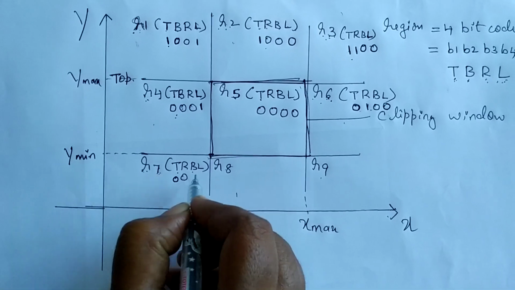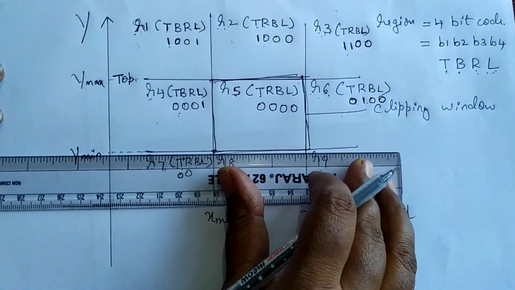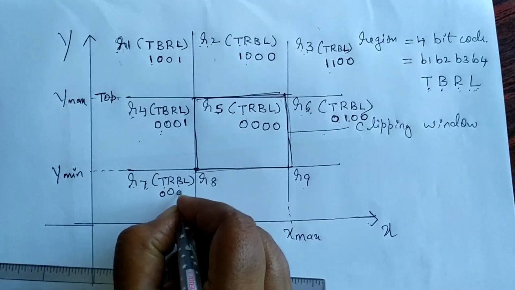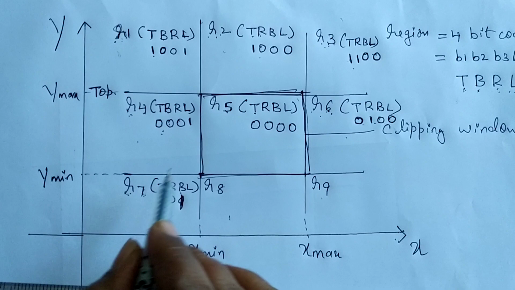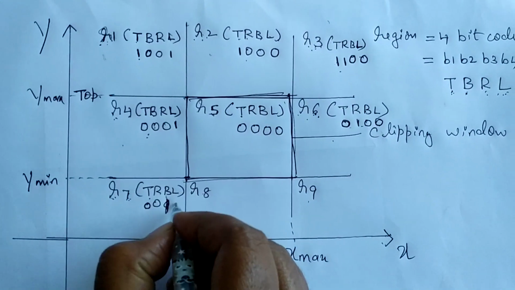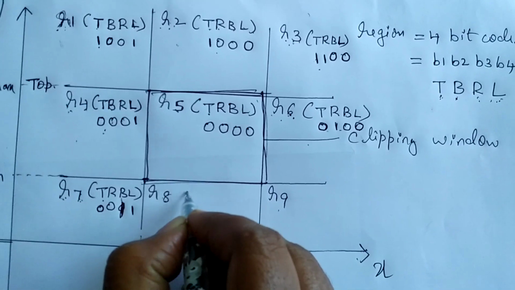Bottom: region 7 is located in the bottom of the window. Yes, it is. So what will we call this? 1. Is region 7 located on the left side of the window? Yes, 1. Okay, next we'll go for the R8 region.